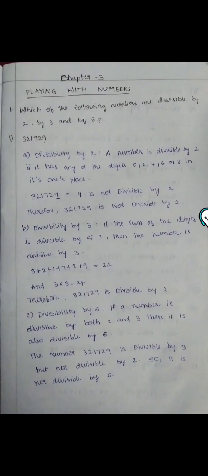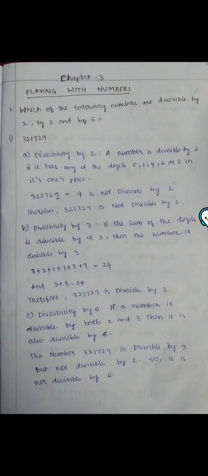Coming to the next divisibility rule, which is 3. For the divisibility rule of 3, if the sum of the digits is divisible by 3, then the number is divisible by 3. What is meant by sum? If we add all the digits of a number, then that sum should be divisible by 3. That means that number should be there in the 3 table. It should be completely divisible by 3. So if we add 3 plus 2 plus 1 plus 7 plus 2 plus 9, we get 24. And in the 3 table, we get 3 8s are 24. That means it is completely divisible. So we can say that 321729 is divisible by 3.